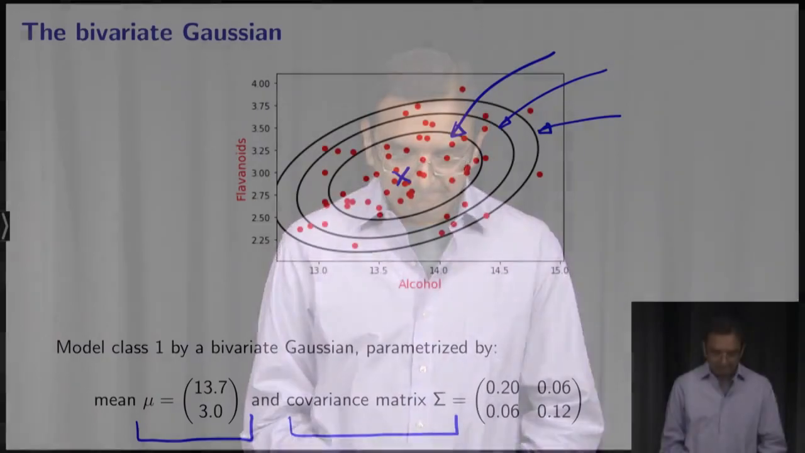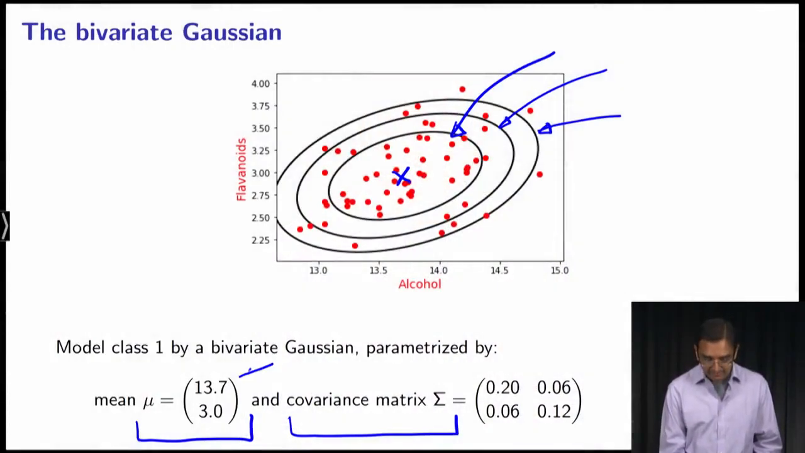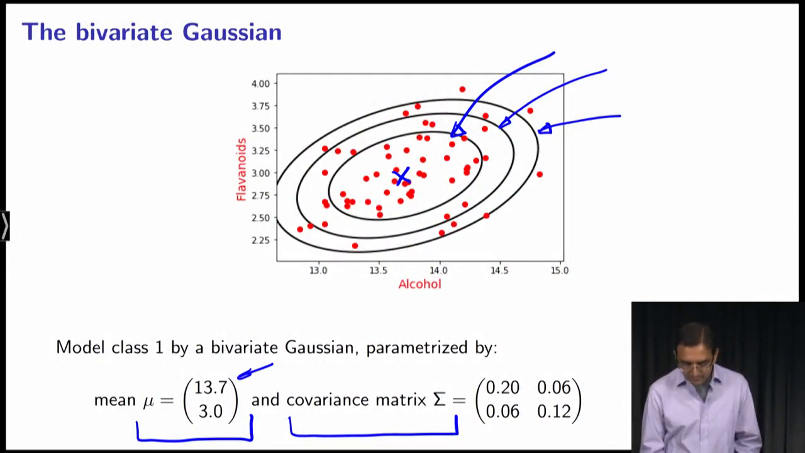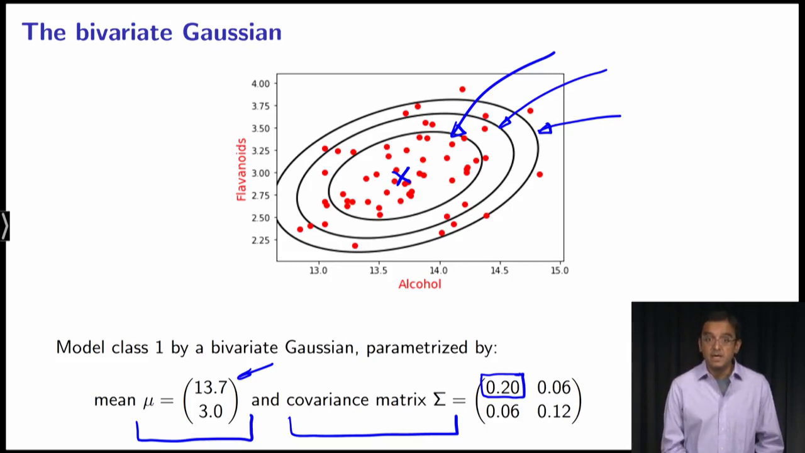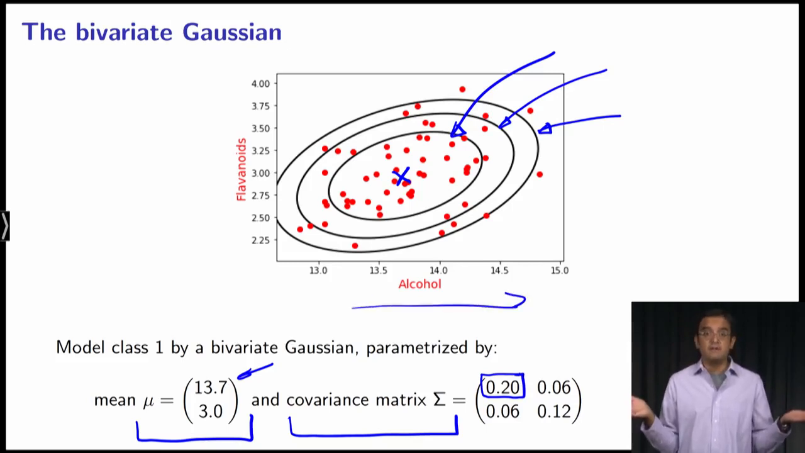Okay, so let's look at these parameters again. The mean makes a lot of sense. It's just the center of the density. What is this covariance matrix? So this is a 2x2 matrix. This number over here is the variance along the x1 direction. It's just the variance of the alcohol values. So we have 43 numbers, 43 alcohol levels. We compute their variance. That's 0.2.